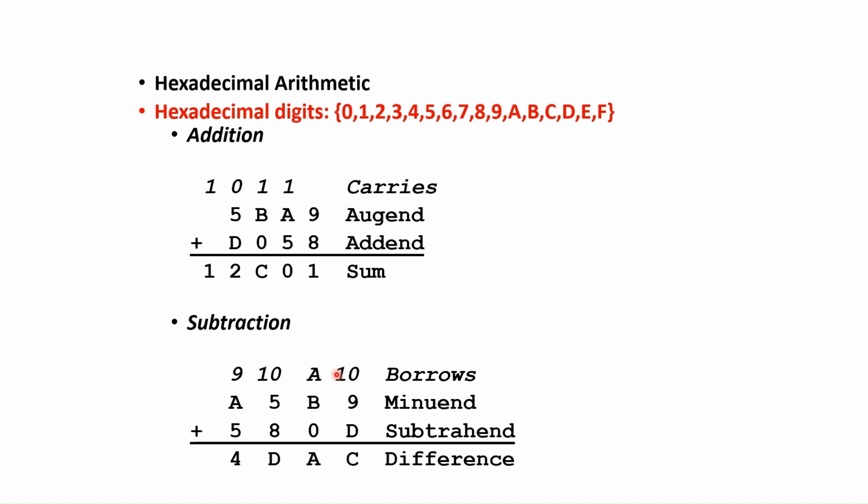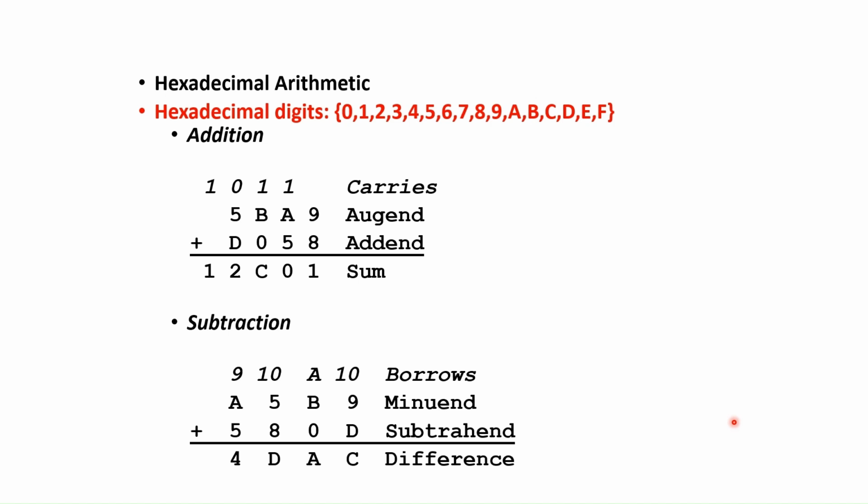Okay, now you are minusing. A minus 0 is A. And then again you cannot do 5 minus 8, so you have to take a borrow. If you borrow from A, it will become 9, and this is equivalent to 16. 16 plus 5 is 21. 21 minus 8, how much? It is 13, which is B, and here 9 minus 5 is 4.